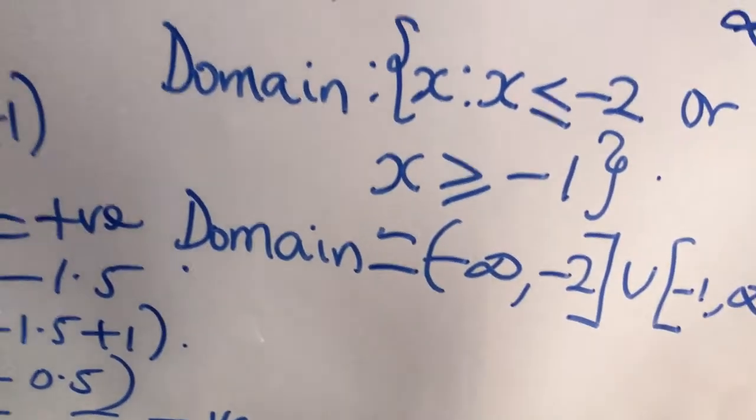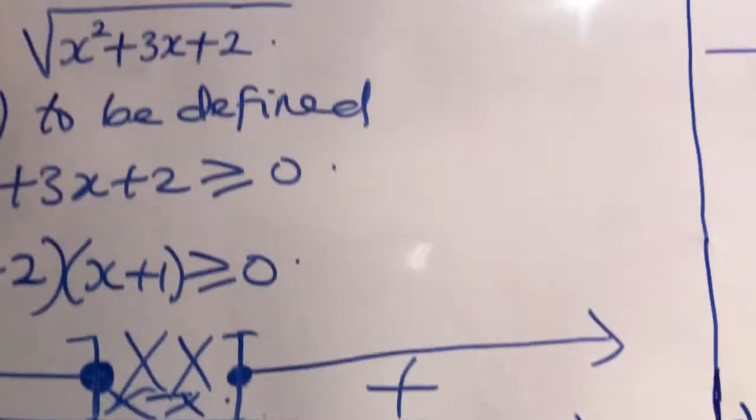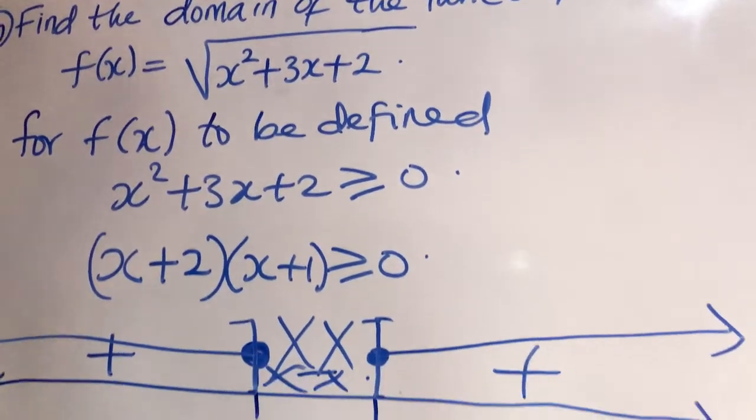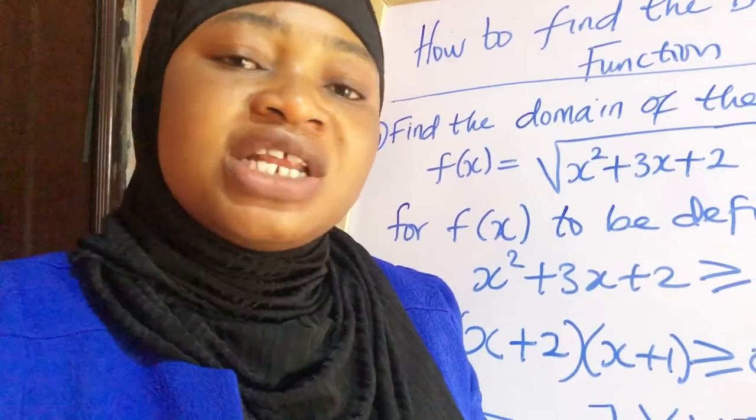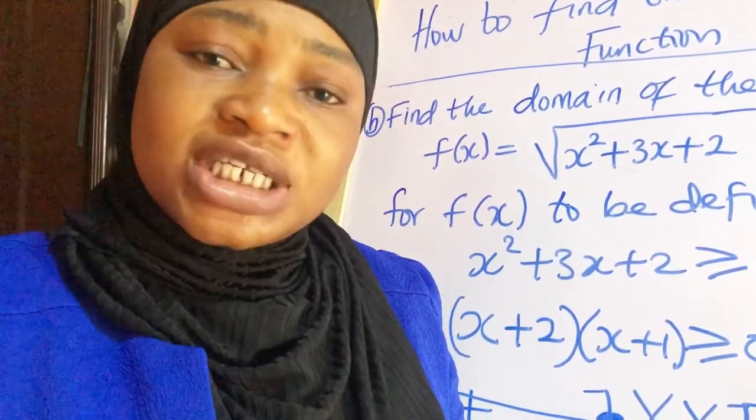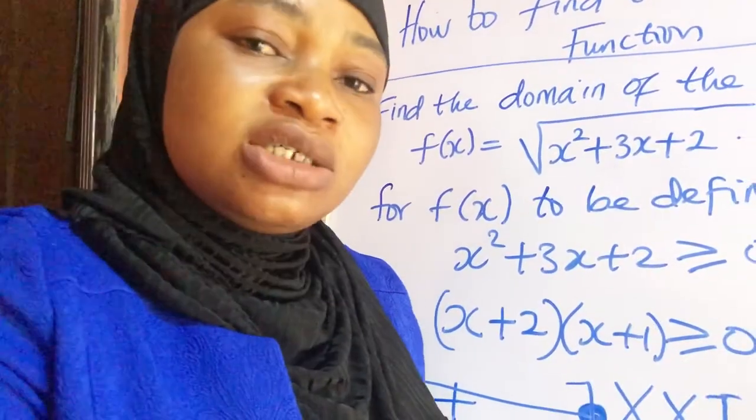So that is how to find the domain of square roots. That is how to find the domain of any function with a square root. So in the next class, we are going to continue from where we stopped.